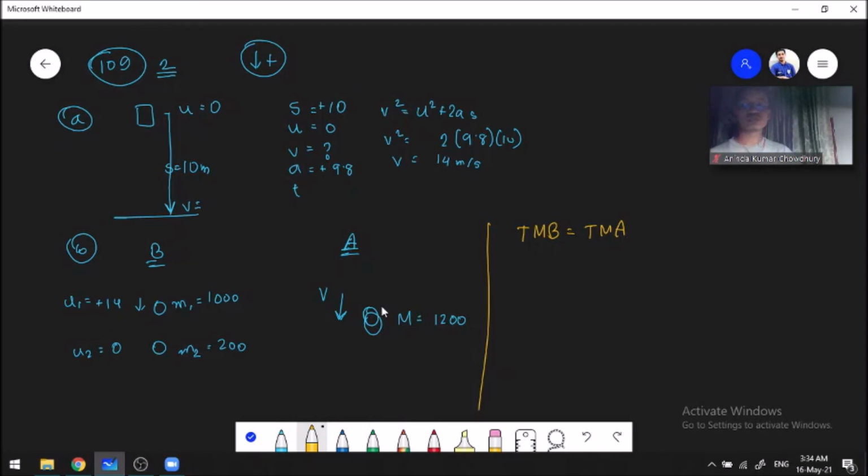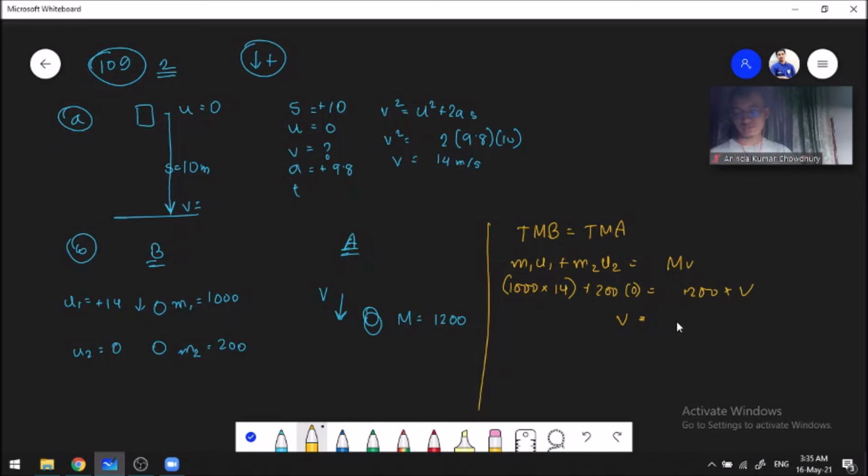Now, applying the law of conservation of momentum, the total momentum before collision should be equal to total momentum after collision. So before collision, we had two bodies. We had M1 and its velocity. We had M2 and we have its initial velocity. After the collision, we have one single body of a big mass M, and we have the combined velocity v. M1, as our diagram says, is 1000. Our U1 is 14. Our M2 is 200, but our U2 is 0. Our combined big M after the collision is 1200, and our V we have to find out.